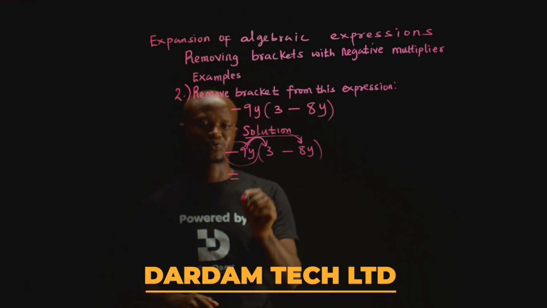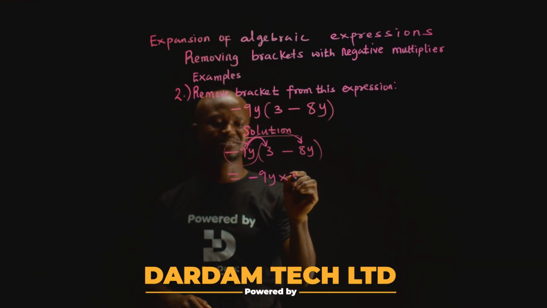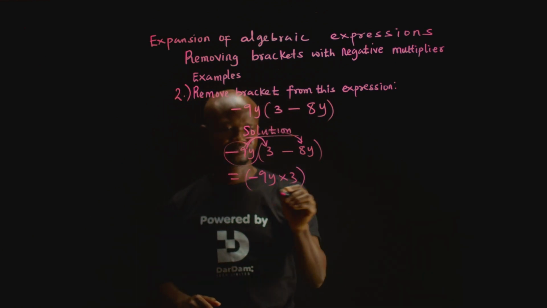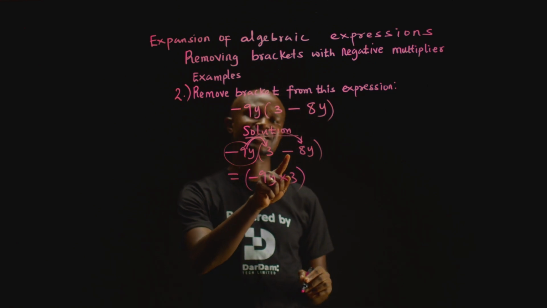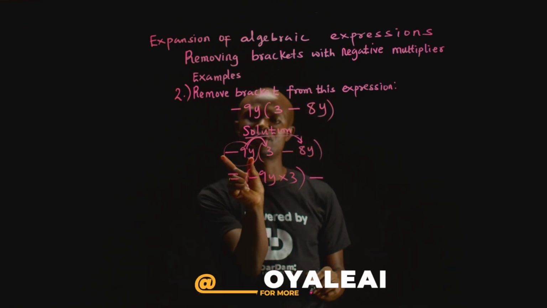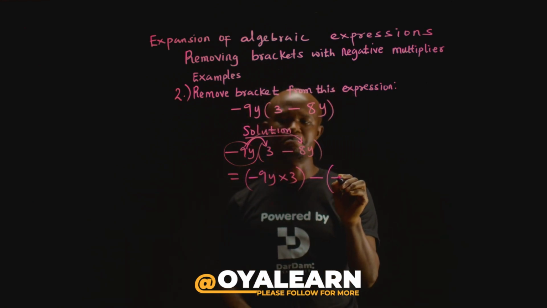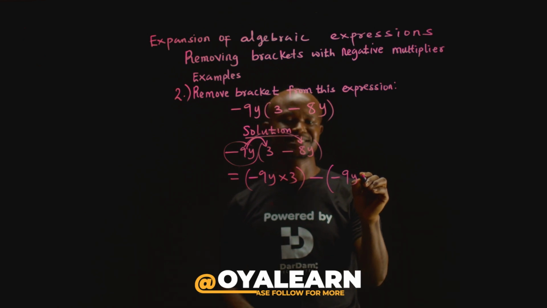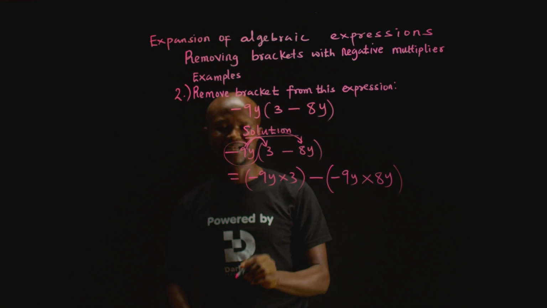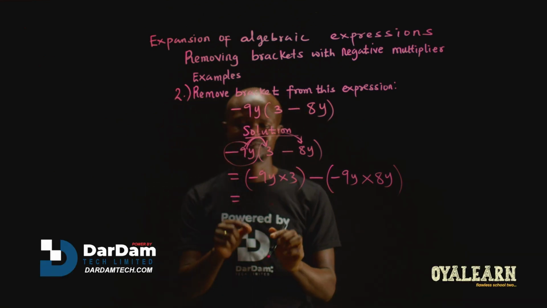So in this case, we have minus 9y times 3, multiplying the first term. Then we have minus at the middle, don't forget. Minus, then the multiplier will also multiply 8y. So we have this to be minus 9y times 8y. The next thing to do is to multiply these together.